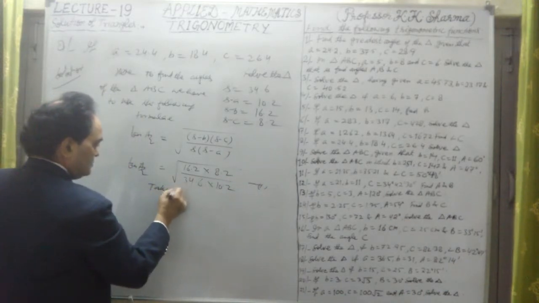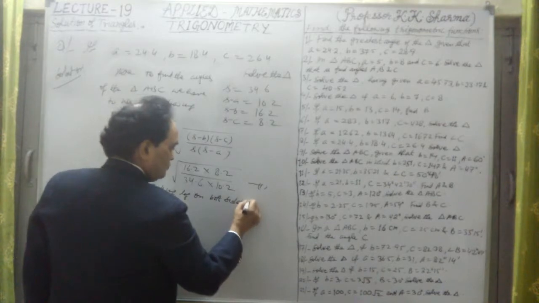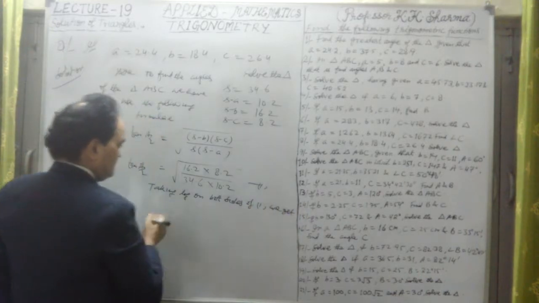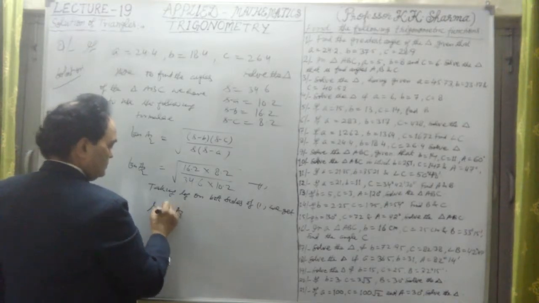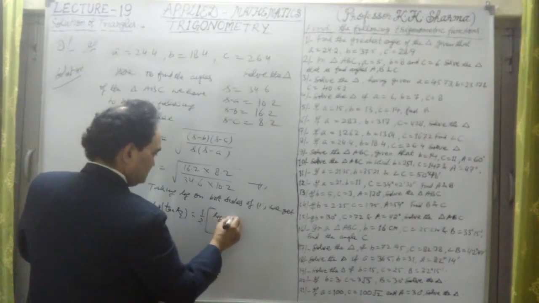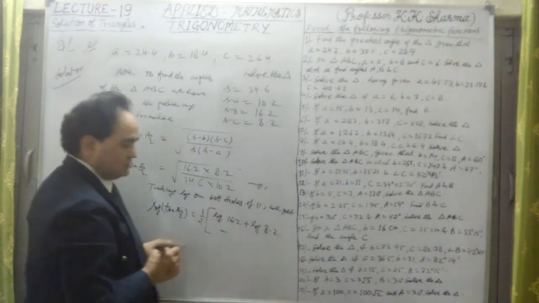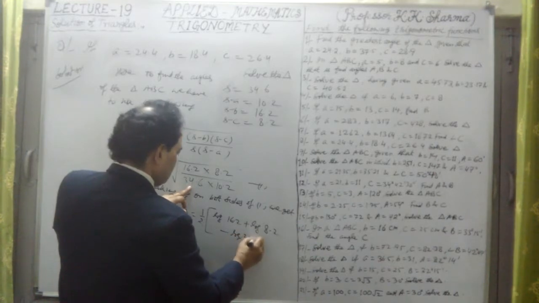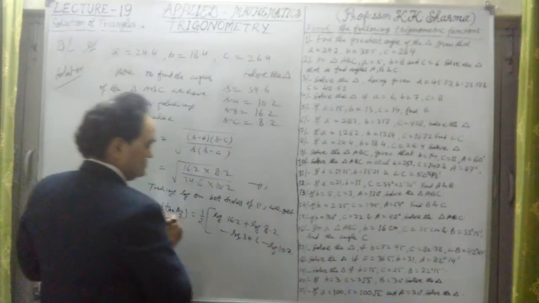Now taking log on both sides, we get log of tan A by 2 is equal to half within bracket, log of 16.2 plus log of 8.2, minus, whatever is in the division comes with a negative sign, so minus log of 34.6 minus log of 10.2. Okay, so this is what we have obtained.